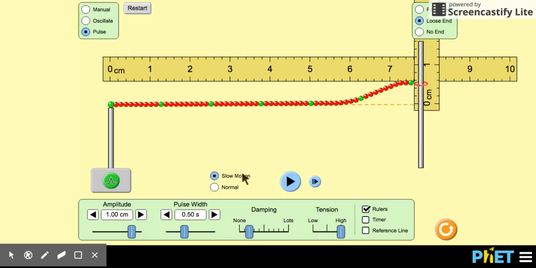So don't forget to use the slow motion button. The play and pause button is helpful. This is the step button, right? It just steps it along little point by point, which may be helpful as well when you're in the pause button. All right. I think that's all you need. Just follow the directions from there on out.